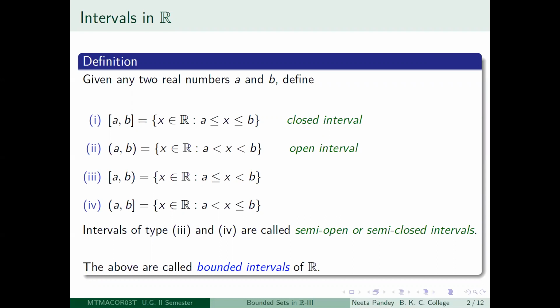Suppose you take any two real numbers a and b, then you can define four types of special subsets of R which are called bounded intervals in R. So notice the notation here: if I take the third bracket a, b, that means all real numbers which are greater than or equal to a and less than or equal to b.